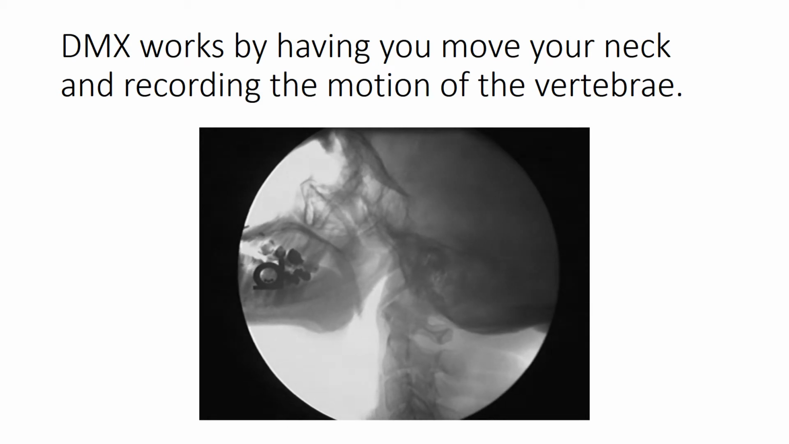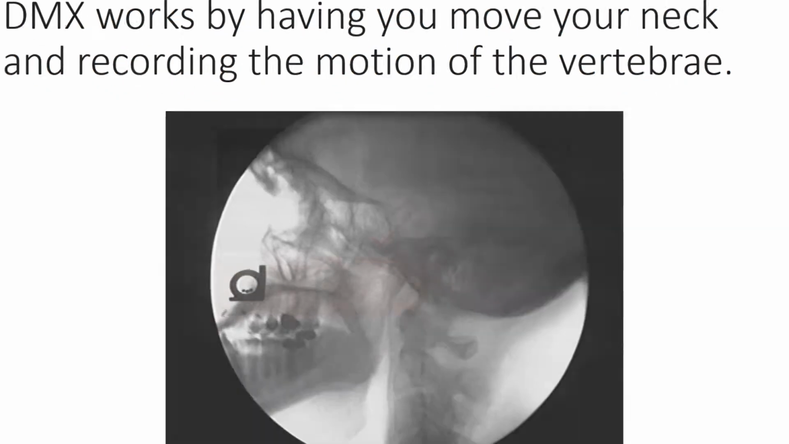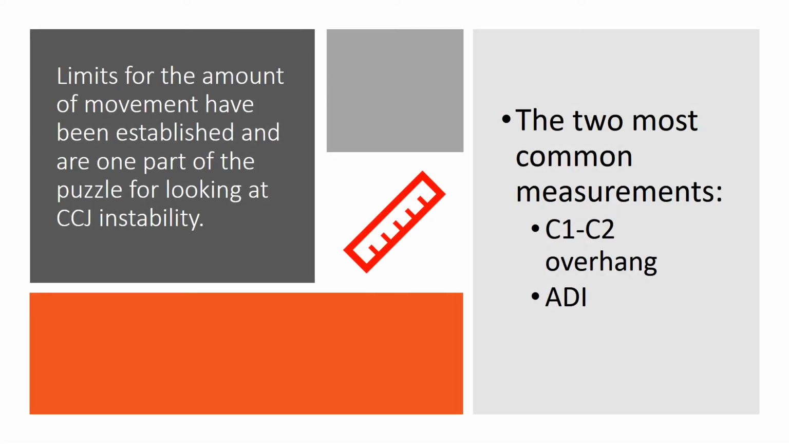So it looks something like this. You see moving vertebra, you see the skull moving there. Now there's some limits for the amount of movement or the angles that have been established, but that's only one part of the puzzle in looking for CCJ instability and making that diagnosis. So you need to make sure that you understand, in addition, that the normals for DMX are not as well established as some of the other normals are for static measurements. But the two most common things we look at are C1, C2 overhang and the ADI, or the atlantodental interspace.